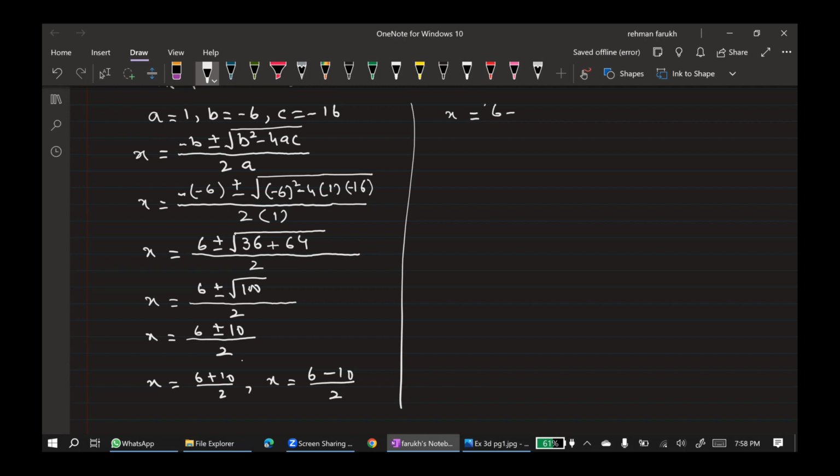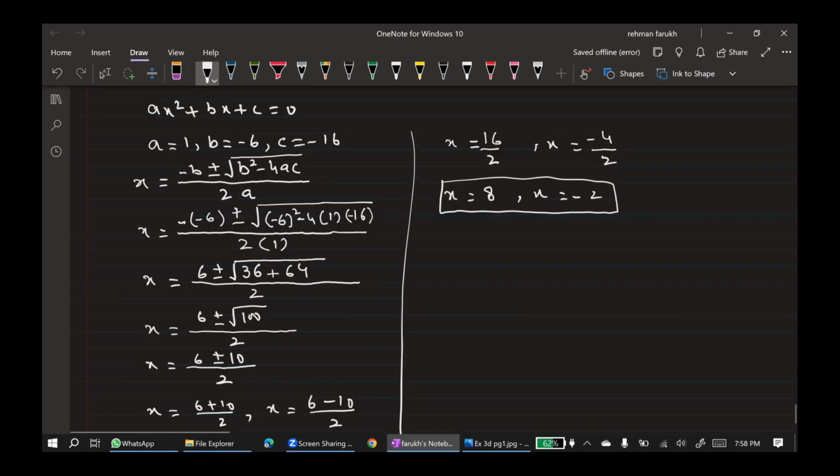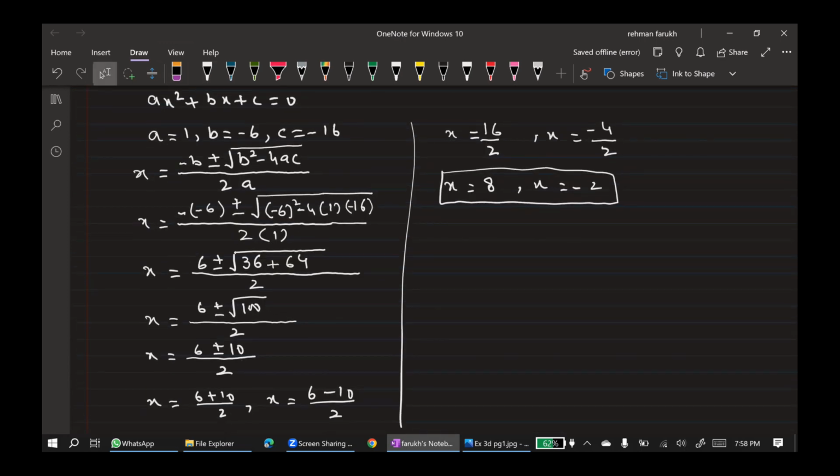Six plus 10, 16 over 2. X is equal to -4 over 2. X is equal to 8 and x is equal to -2 are the solutions of this quadratic equation with the help of the quadratic formula. Is there any confusion?